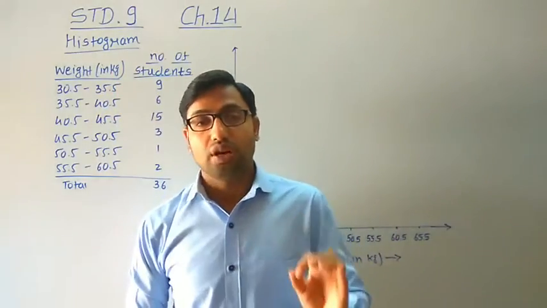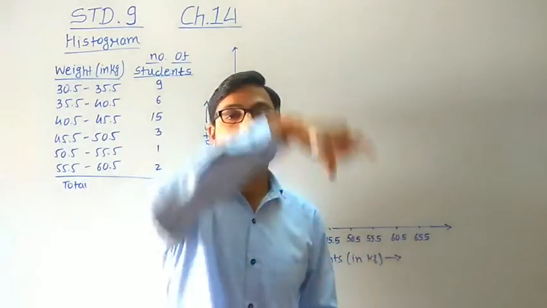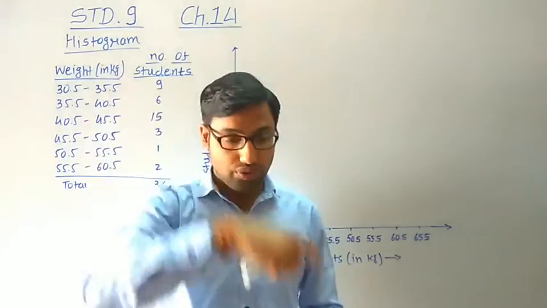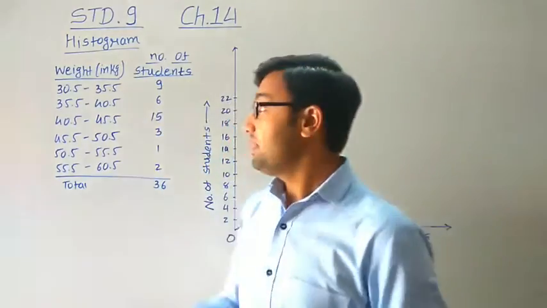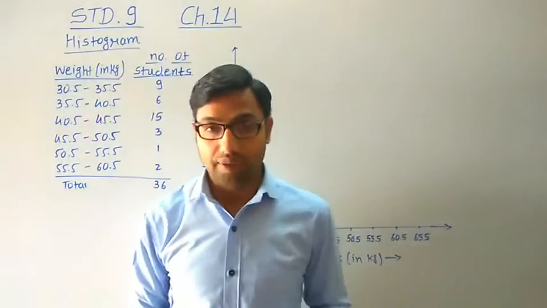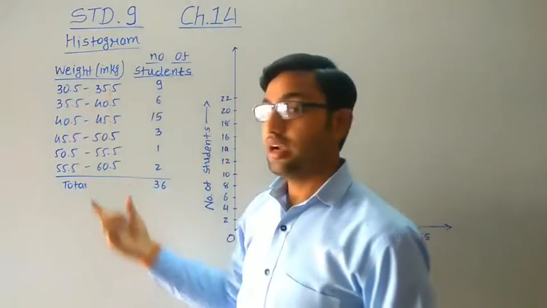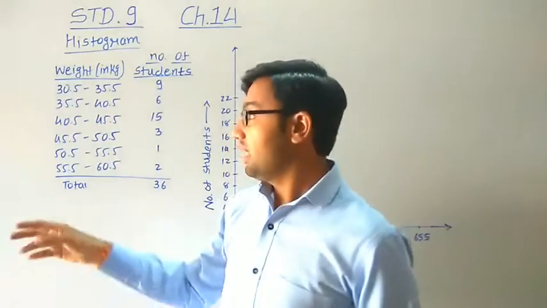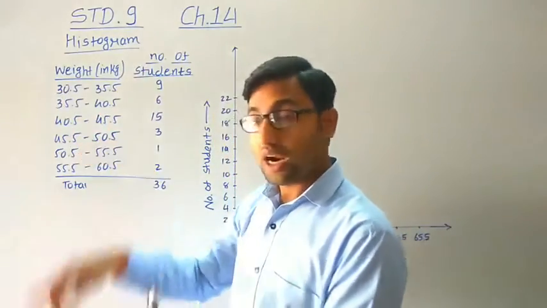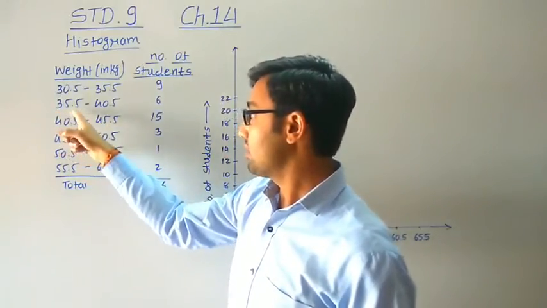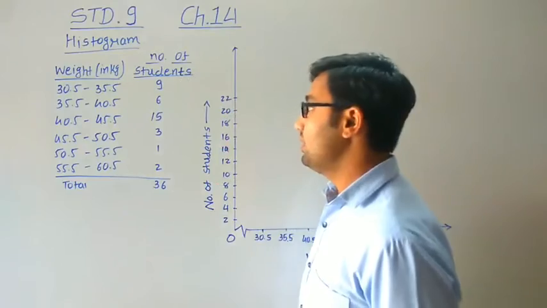Actually the histogram is the same as the bar graph. Here also we have to draw rectangular bars. But here between two bars there is no gap, because our class intervals are continuous. That is why as one bar ends at 35.5, the next bar starts at the same line, 35.5. Okay, so let us understand how we can draw the histogram.